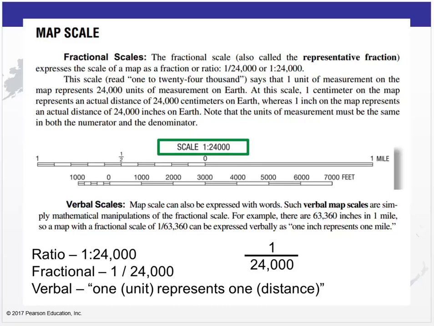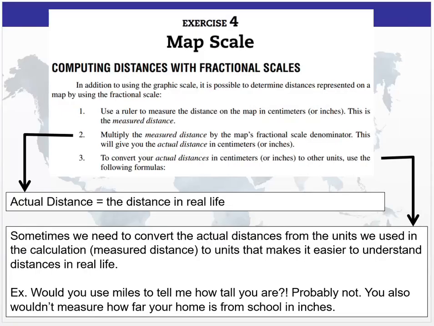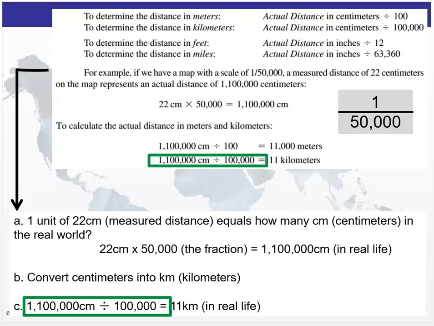There are also verbal scales, which we won't really be calculating here so much, but let's figure out how to actually calculate the map scale to the real life scales. And we will be doing that predominantly using the fractional scales. So go ahead and turn to page 16. We are going to be computing distances with fractional scales. Thankfully, the lab manual has provided us with formulas in order to convert the measured distance to actual distance. We're going to use the example in the book in order to do that.